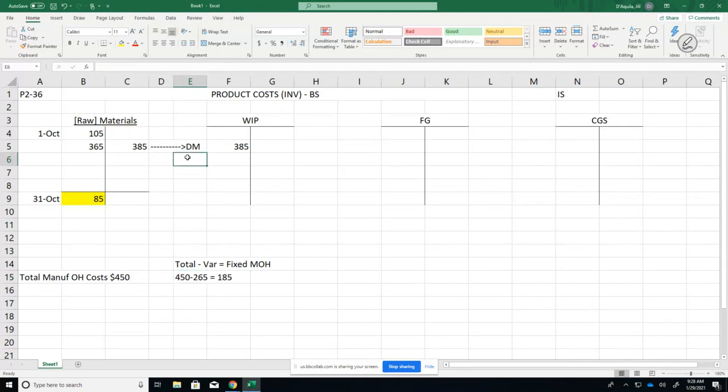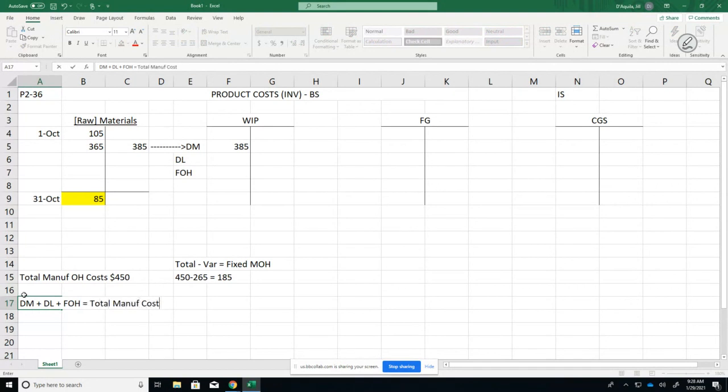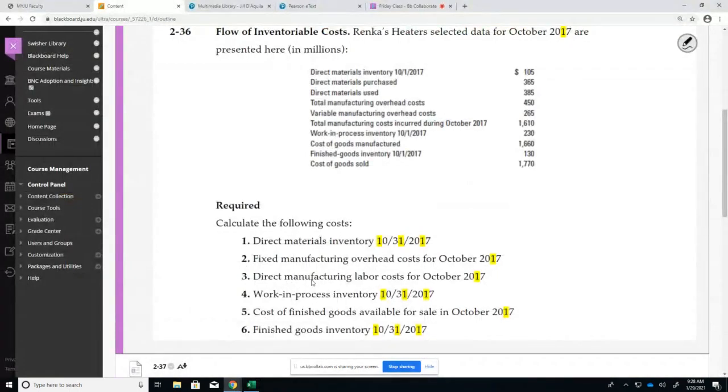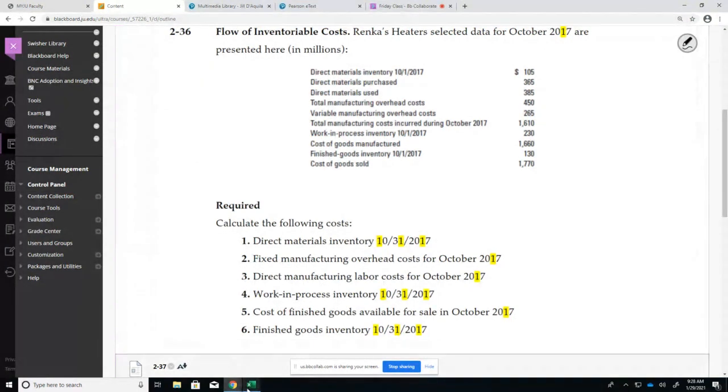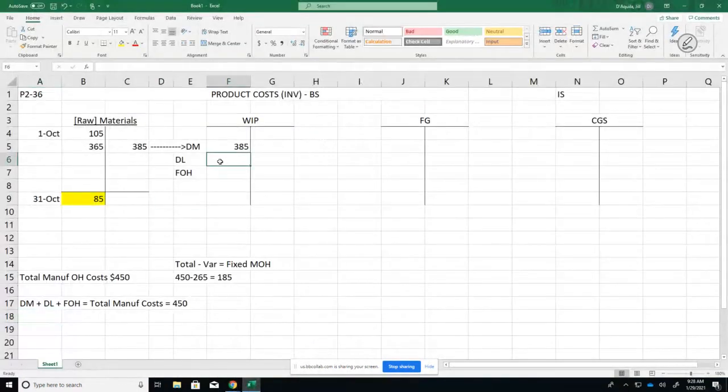All right, so we know that direct material and direct labor, and I'll just say factory overhead so I don't keep changing the terms, we know that these three things together equal 450, right? Direct material plus direct labor plus factory overhead equals total manufacturing costs equals 450. So perhaps we could plug in what else we know, because the next question is asking us, what's direct manufacturing labor costs? So they're looking for this number here, direct manufacturing labor costs.